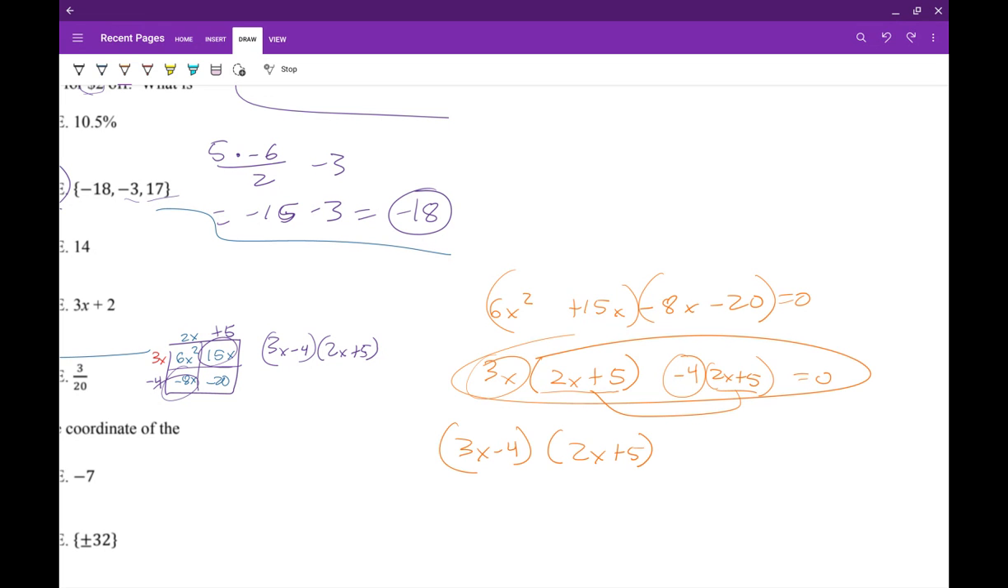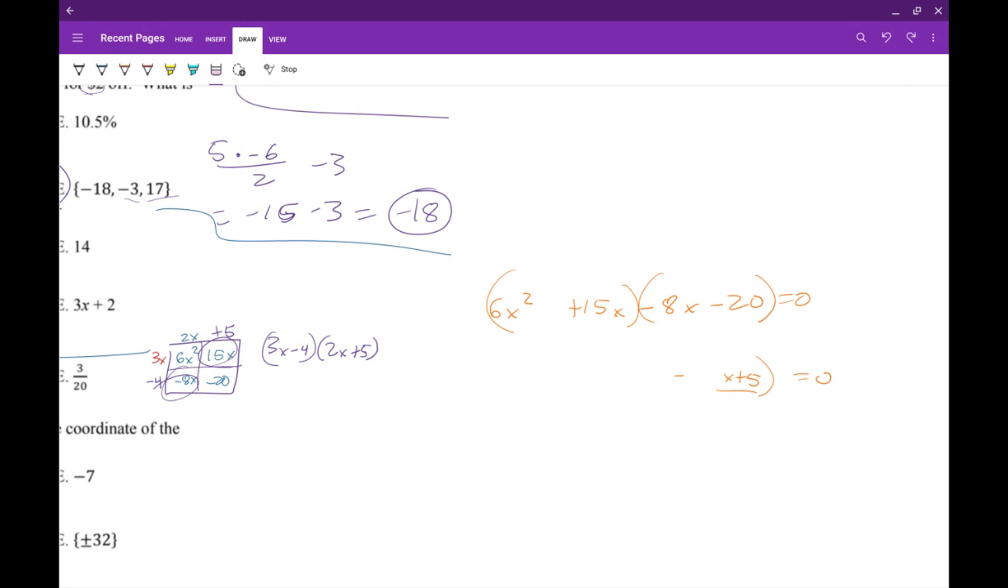But normally it's not like this, but you can also group it in a different way, right? So let me show you that. So let's say I grouped the 6x squared and negative 8x, and then I grouped the 15x and 20. So let me rewrite it that way. So 6x squared minus 8x in one group, plus 15x minus 20. So in this scenario, it's going to work. It might not always.